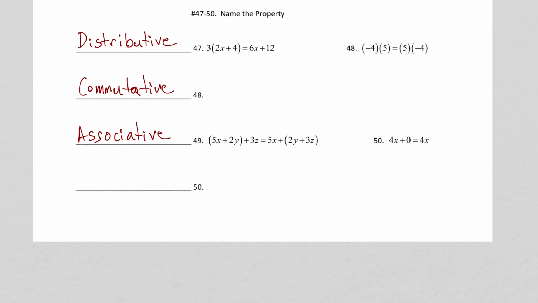By adding 0 or multiplying by 1, you don't change anything. This then is the identity of this. So this is the identity property.